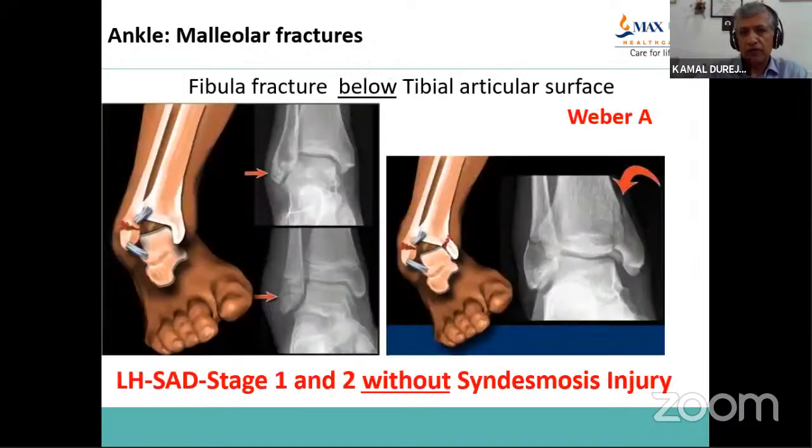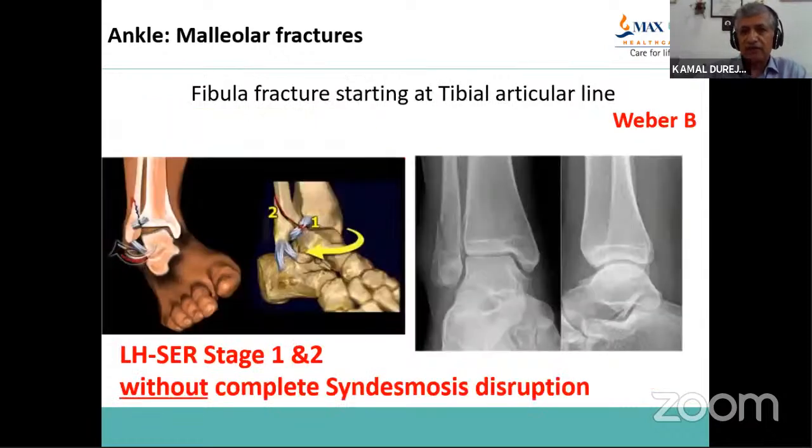To see now how these nomenclatures are correlated, we have the Weber A type of injuries, where the fibular fracture is below the distal tibial articular surface. In stage one, you get only an isolated fibular fracture. But if the deforming force continues, it hits the medial malleolus and produces a vertical shear fracture of the medial malleolus. So these are supination adduction injuries according to Lauge-Hansen, but there is no syndesmosis injury in these kinds of fractures.